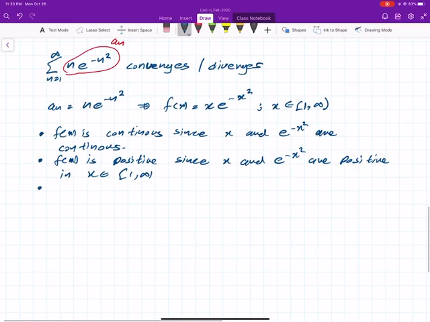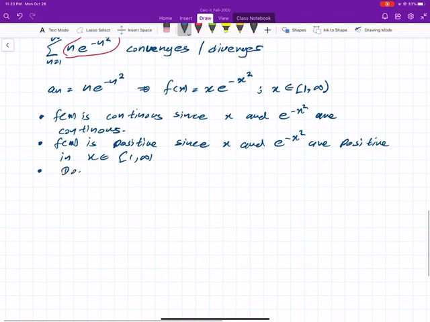Okay, then third one, you have to check whether the function decreases or not. Does f of x decrease? Okay, so how do you check whether a function is decreasing or not? For that, you could use the first derivative that you learned in Calc 1. Let me compute the first derivative of f. Okay, so this is f prime of x.